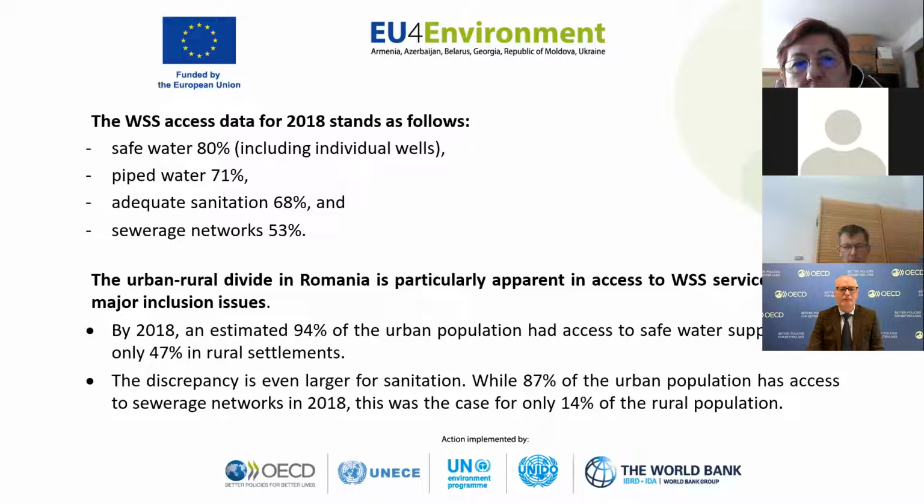As a conclusion, safe water is only provided to approximately 80% of the population, piped water only to 71%, adequate sanitation 60%, 68%, sorry, and sewage networks are only for 53%. But again, we are talking now about urban areas. In rural areas, we still have to cover this difference, because by 2018, only 47% of rural settlements had access to safe water supply, while only 14% of our rural population had access to sewage networks.